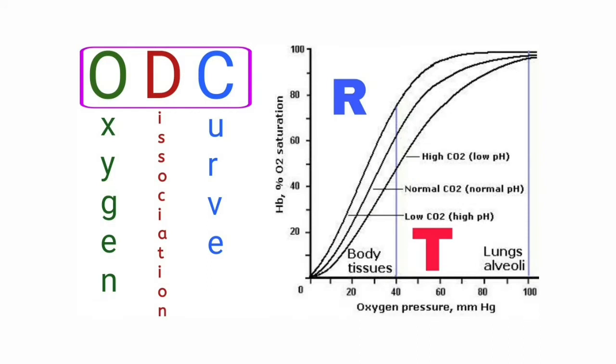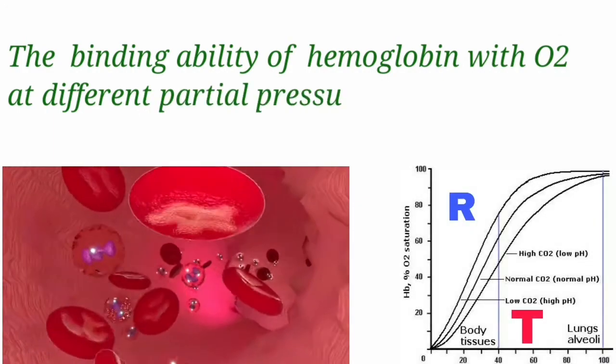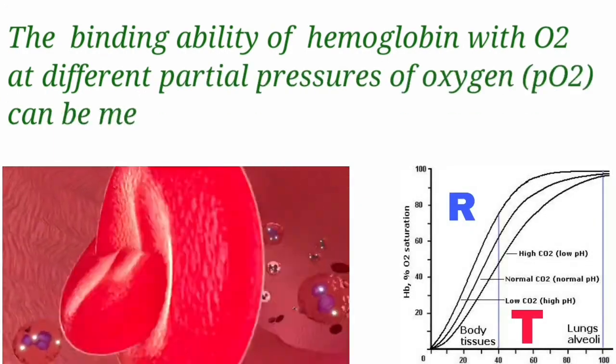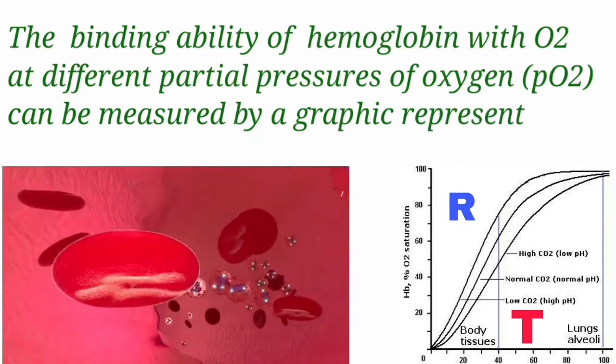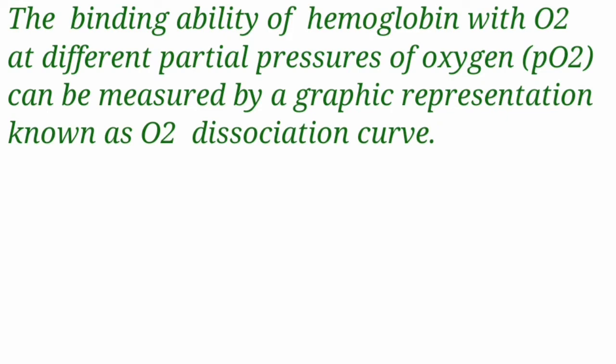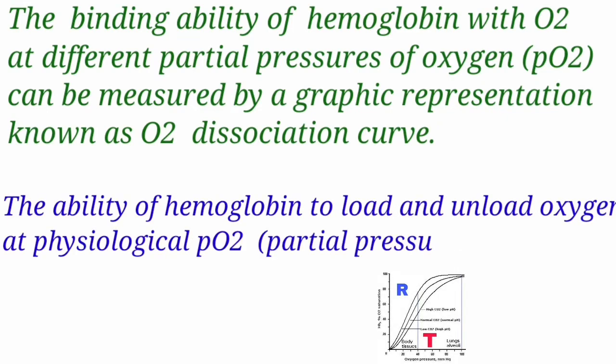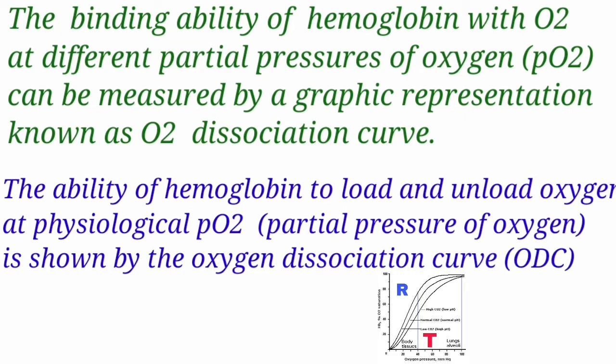This video is about the oxygen dissociation curve. What is the oxygen dissociation curve? Measuring the ability of hemoglobin to bind with oxygen at different partial pressures of oxygen by graphic representation is known as the oxygen hemoglobin dissociation curve, or the curve which shows the ability of hemoglobin to load and unload oxygen at physiological partial pressure of oxygen is known as the oxygen dissociation curve.